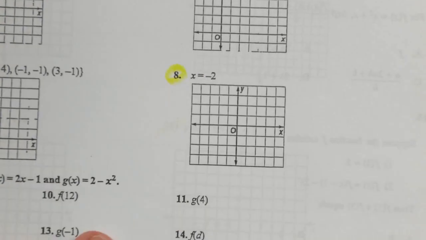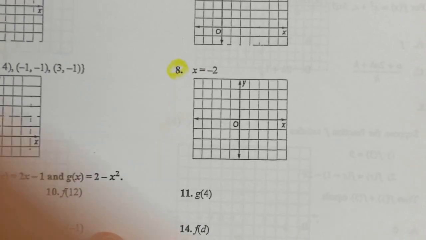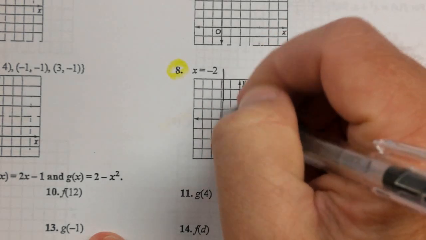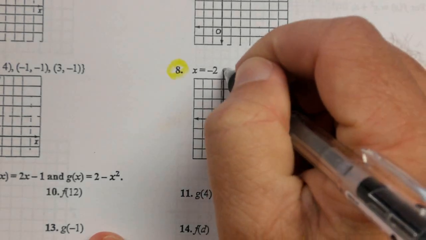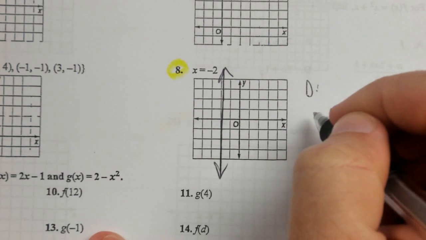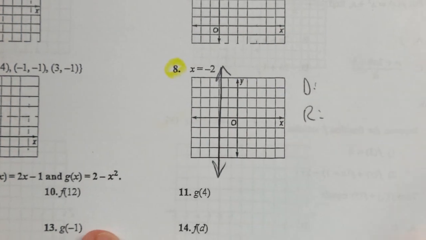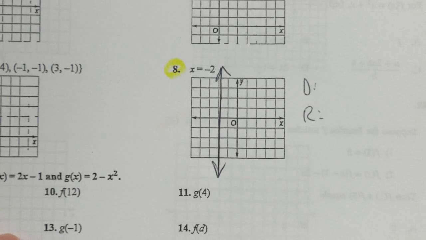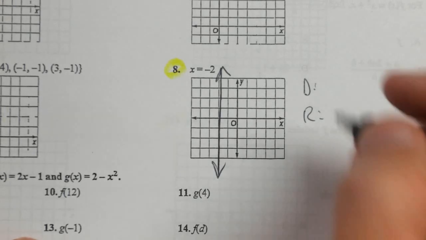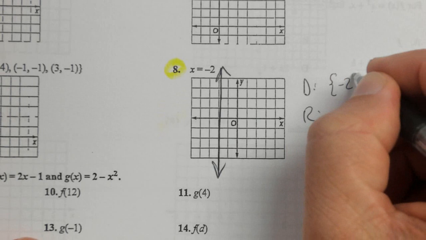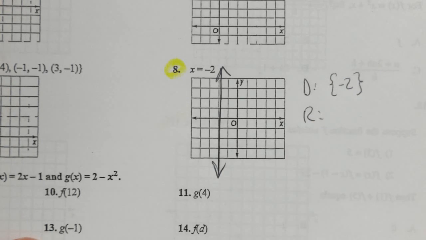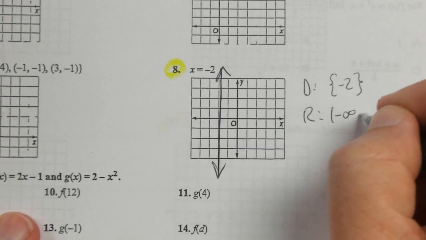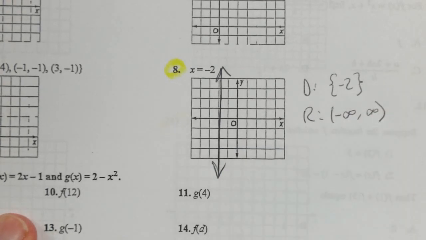Number 8. X equals -2. So that would be this graph. Domain and range. So what x values does it cover? -2. Only -2. What about range? What y values does it cover? That needs to be an interval because it covers all of the y values.